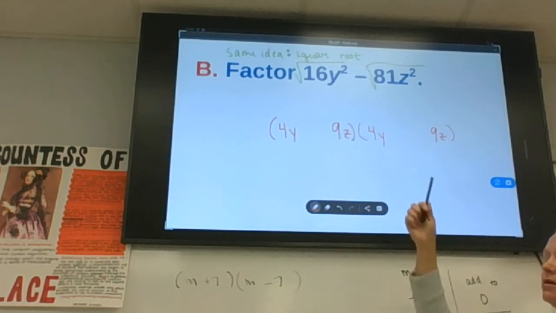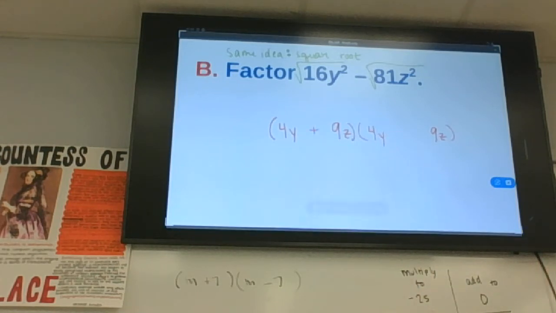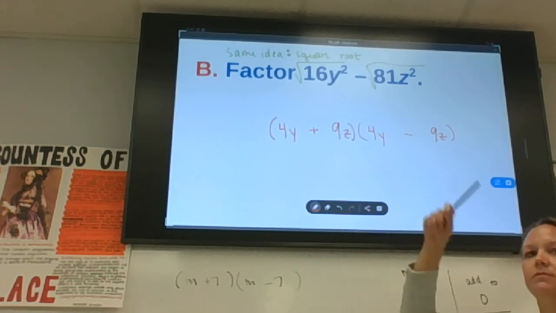Technically, there's a 0 in the middle, so we have opposite signs here for canceling out purposes. 4y plus 9z, 4y minus 9z. It's the square roots with a plus and a minus sign.